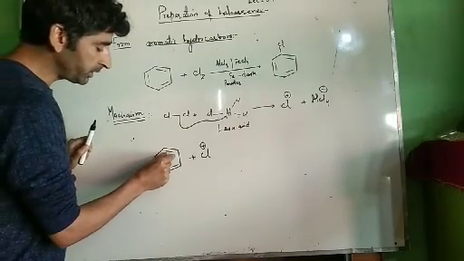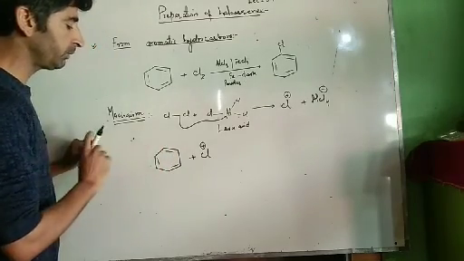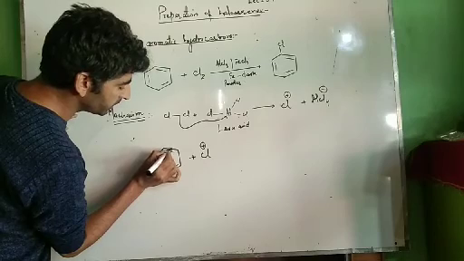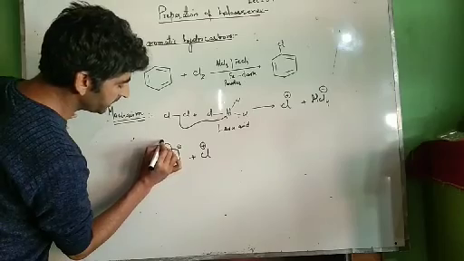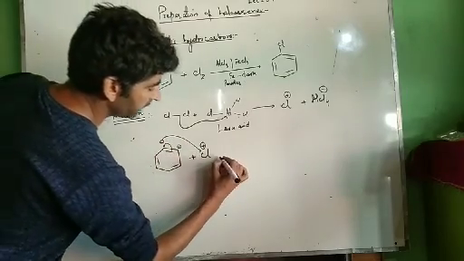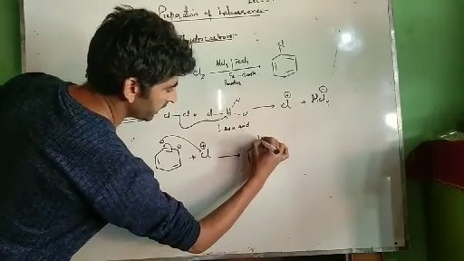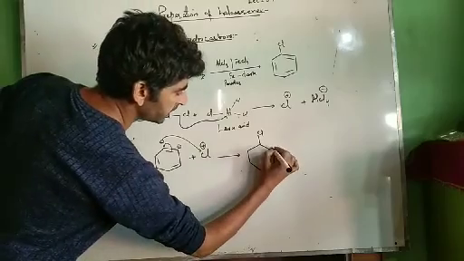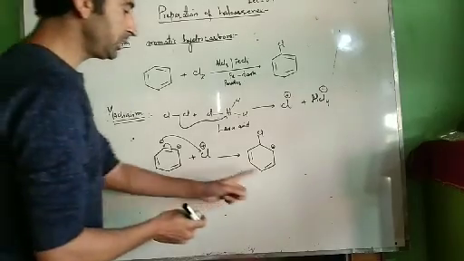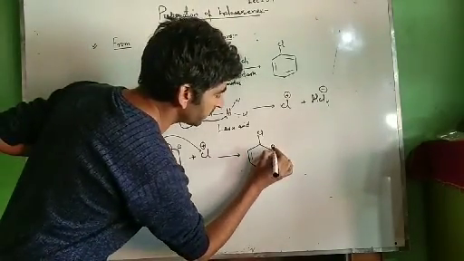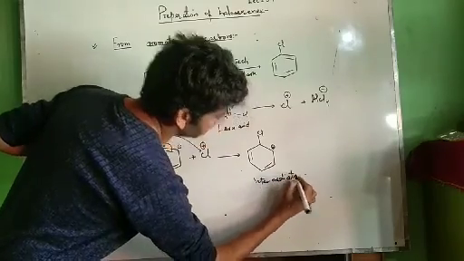Now see, pi bonds are usually weaker than sigma bonds. We can break this pi bond. If I break this pi bond towards this side, then this carbon becomes negatively charged and this carbon becomes positively charged. Then this negative charge attacks this electrophile. Now we get chlorine attached over here and a positive charge created over here. We have a double bond over here and a double bond over here. This is our intermediate, the carbocation intermediate in this reaction.